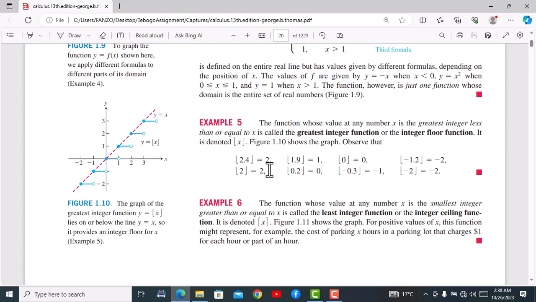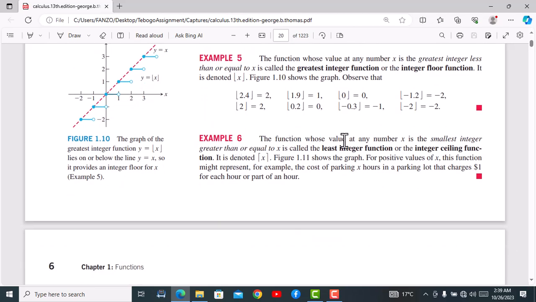Right, so 2 is less than or equals to 2, nothing is new here. And 0.2, we know that 0 is less than or equals to 0.2. And also we know that negative 1 is less than or equals to negative 0.3, and we also know that negative 2 is less than or equals to negative 2. So in most cases, I want us to draw attention to where we have different values. When you input a value of x and you find a value of y that is less than or equals to the value of x, therefore it represents the greatest integer function. Let's just draw that conclusion.